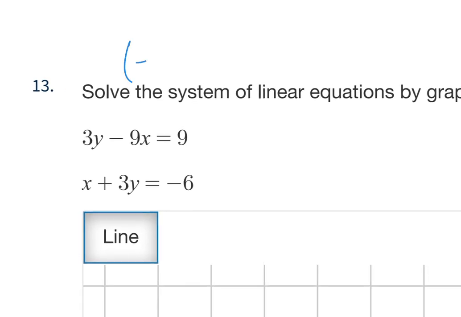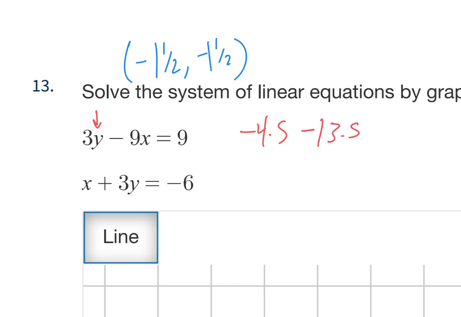So, -1.5, -1.5. What happens when you have 3 -1.5s? That's -4.5. And then what happens when you have 9 -1.5s? You get 13.5. By the way, that should be positive because it was a negative and a negative. And that does equal 9.